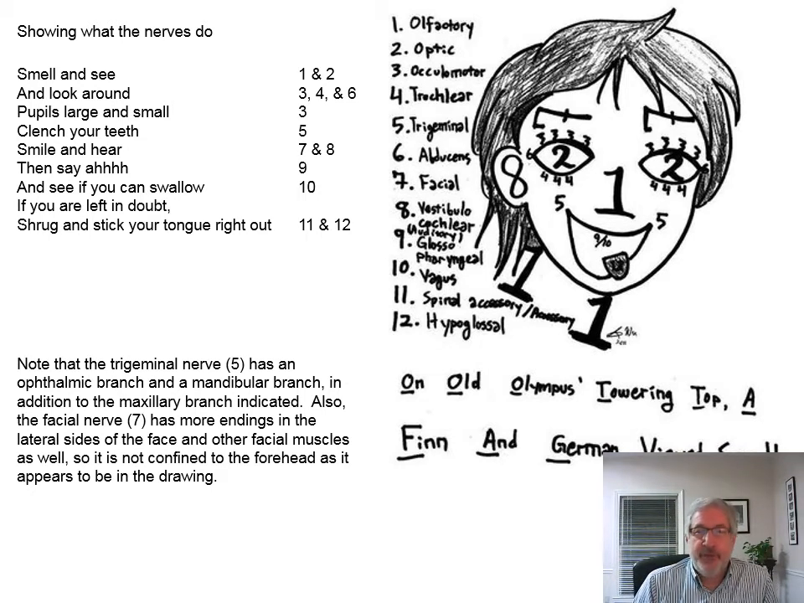You have the olfactory, optic, oculomotor, trochlear, trigeminal, abducens, facial, vestibulocochlear, glossopharyngeal, vagus, spinal accessory, and hypoglossal nerves. So see and smell are 1 and 2, and look around 3, 4, and 6. Pupils large and small, number 3. Clench your teeth, number 5. Smile and hear, 7 and 8. Then say ah, number 9. See if you can swallow, 10. If you're left in doubt, stick your tongue out, 11 and 12.